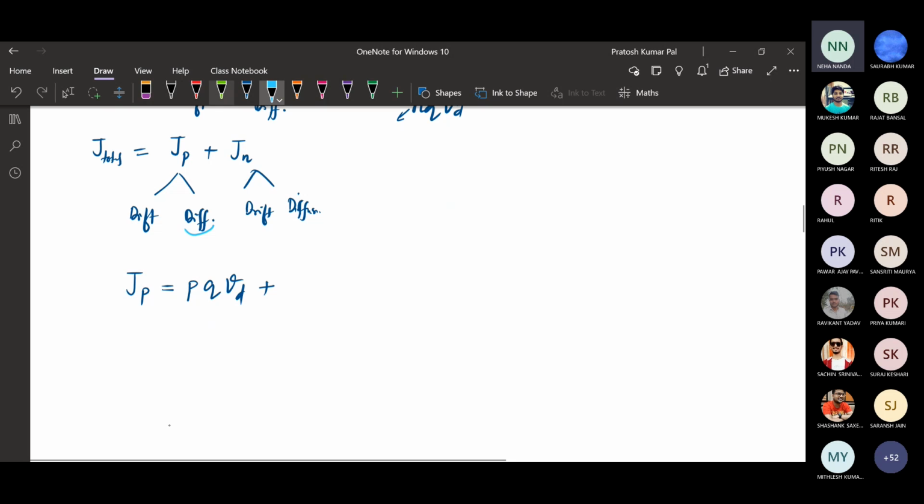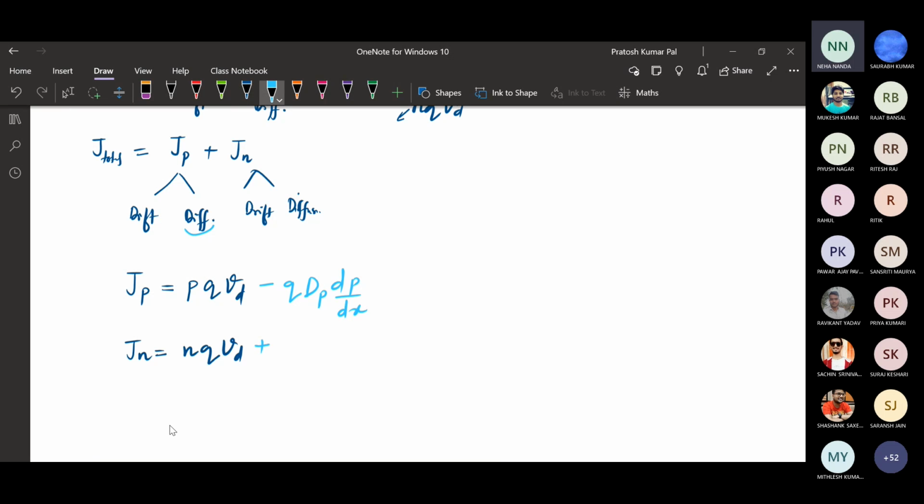So it will be like minus q Dp dp by dx. So this is your diffusion and this is because of drift. Okay, so similarly we can find out Jn, that will be given by n q Vd, and then the next one is the diffusion.